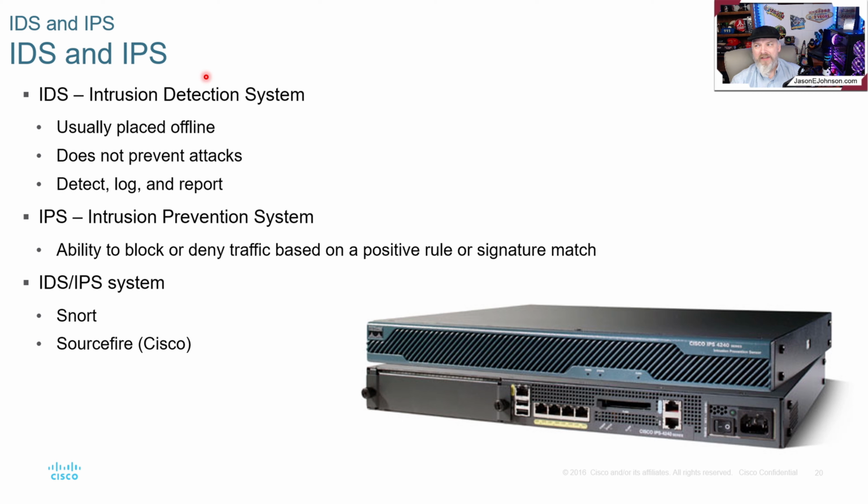You have an IDS and IPS. IDS is intrusion detection system. It's usually placed offline. It does not prevent attacks. It just detects, logs, and reports what it sees so that you can check it and see what's been happening to your system. And then you have IPS, that's intrusion prevention system. That has an ability to block or deny traffic based on positive rules and signature matches. And then you have a combination of IDS and IPS system, maybe like Snort or SourceFire. And those can be software or hardware, or a combination of the two.